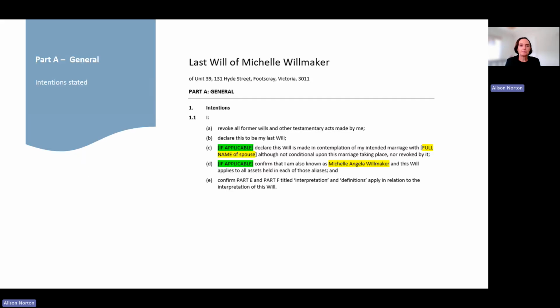So the will is divided into parts, you'll see, and part A is the intentions section. So this is where the intentions are stated, including that this is your last will and that you revoke all previous wills. This is required to make the will valid. And then sometimes we might have some additional intentions if they're applicable. So, for example, if the will's made in contemplation of marriage, we'll have a clause like what you can see here in C. And if you're known by any other names, that'll be there as well in that intentions section.